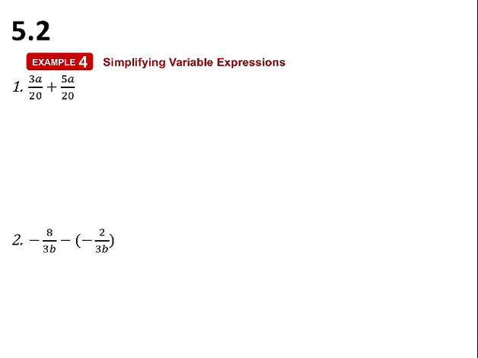All right, last little bit. So now we've got fractions with variables in them, which we can treat just like we normally do. So the first example, 3a over 20 plus 5a over 20.